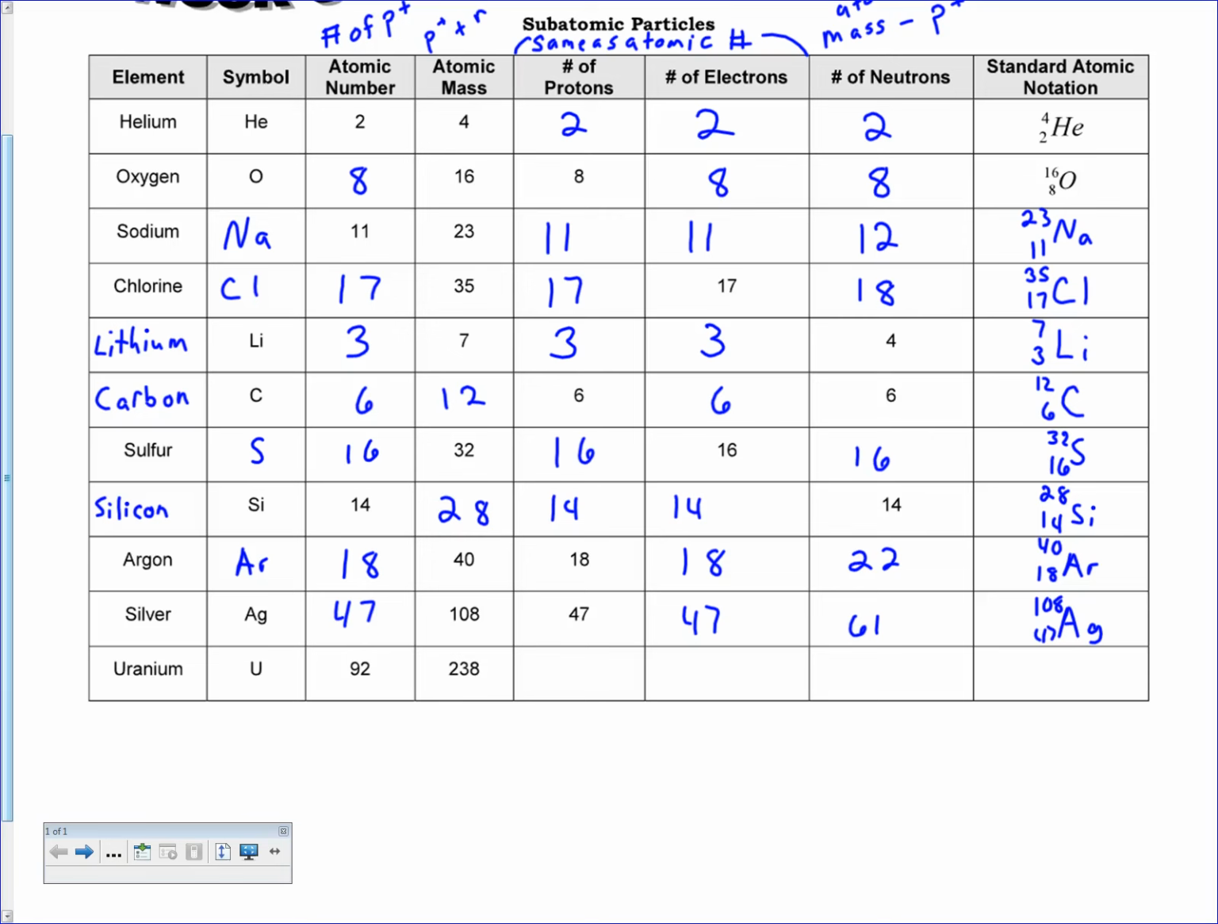Uranium, here it says it's number 92. It's got a mass of 238. So that means it has 92 protons, 92 electrons. Then for the number of neutrons, we take 238 minus the number of protons, 92, and we get 146 neutrons. Okay, which means here we're dealing with uranium, atomic number 92, mass of 238.